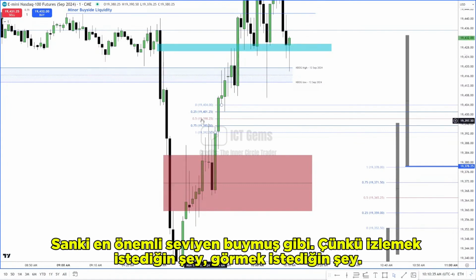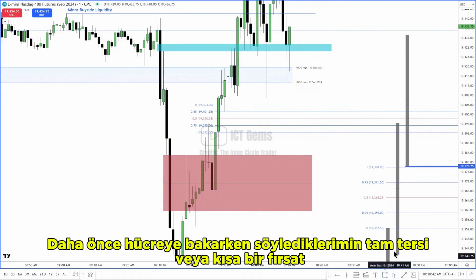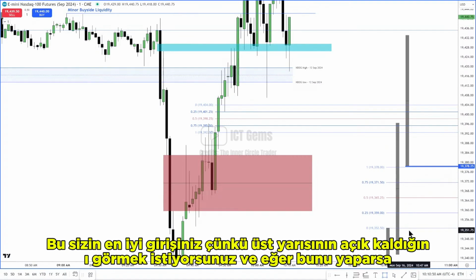That's your most important level because what you're watching for is the opposite of what I said earlier when we were looking at the sell or shorting opportunity for a fair value gap. We want to see the consequent encroachment in the lower portion traded to, and that's your best entry, because you want to see the upper half of it left open.